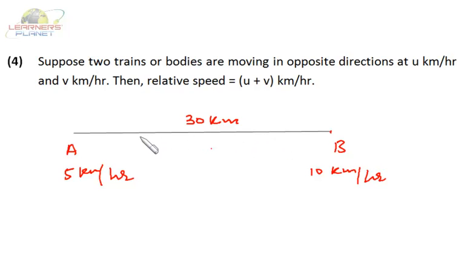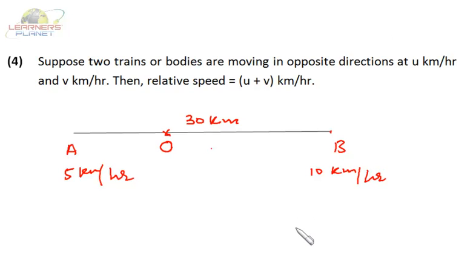Definitely they are going to meet somewhere in between. Maybe they meet here, here, or here. Let's assume they meet here, because A might be running a lesser distance than B. So they will be meeting somewhere here. Let's assume it to be point O.